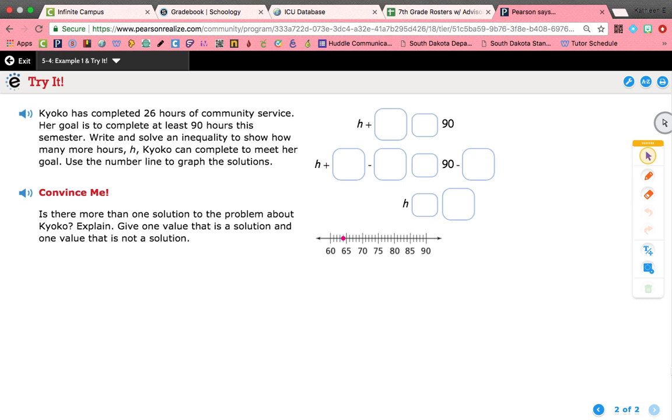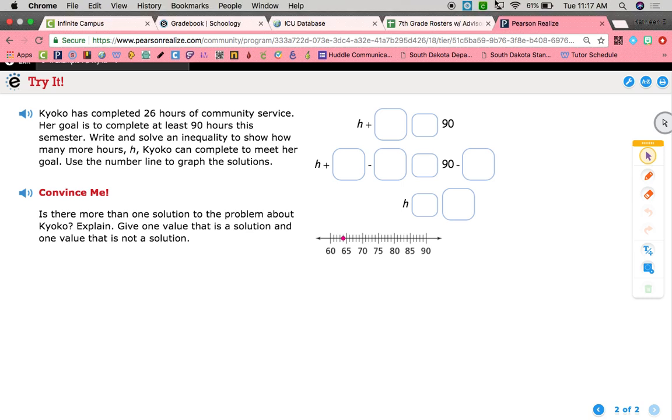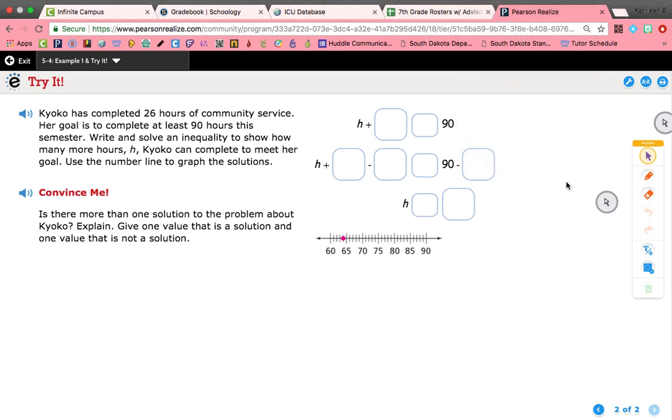So if we look at our question 1 here, we have Coco Kyoko has completed 26 hours of community service. Her goal was to complete at least 90 hours this semester. Write and solve an inequality to show how many hours Coco can complete to meet her goal. Okay, so we have H plus. H is the number she still has to do. H plus 26 is what she's already done, and something 90.